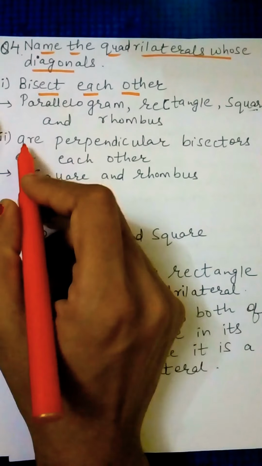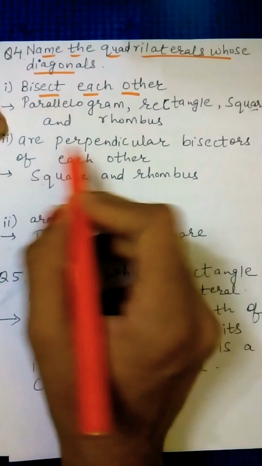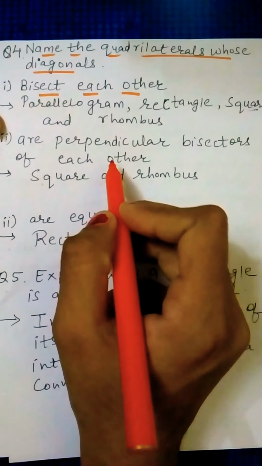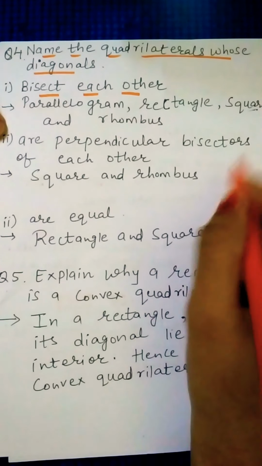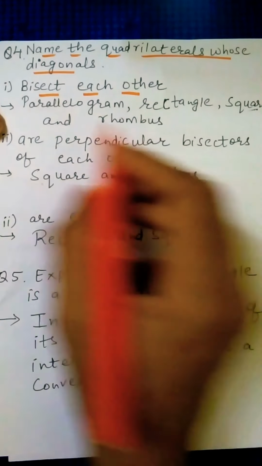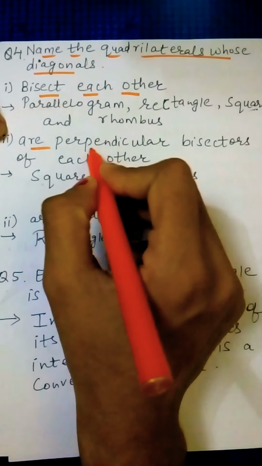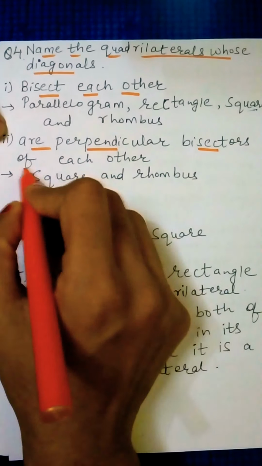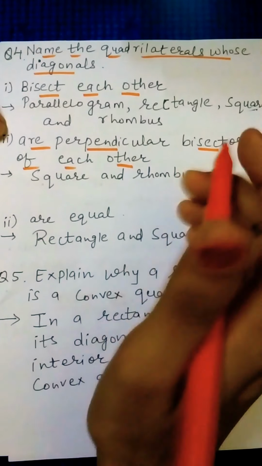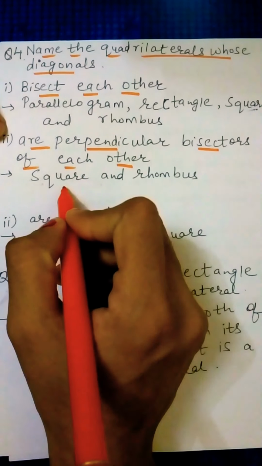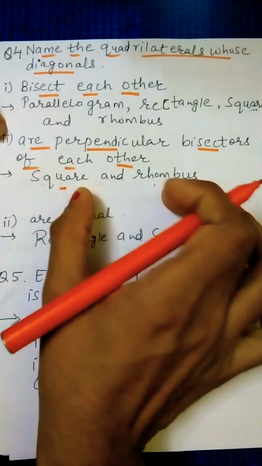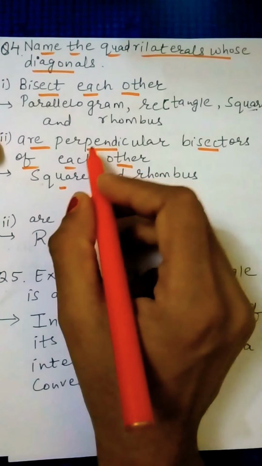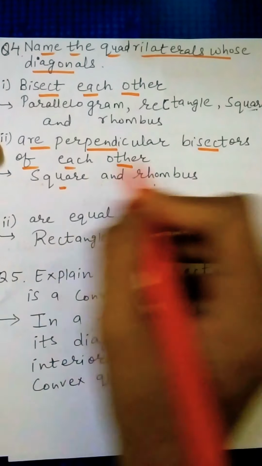Now next one, diagonals are perpendicular bisectors of each other. Now diagonal should be perpendicular bisector. They should bisect at 90 degree. So diagonals should be perpendicular bisectors of each other. So diagonals are perpendicular in squares and in rhombus. So square and rhombus, in these two quadrilaterals, diagonals are perpendicular bisectors of each other.